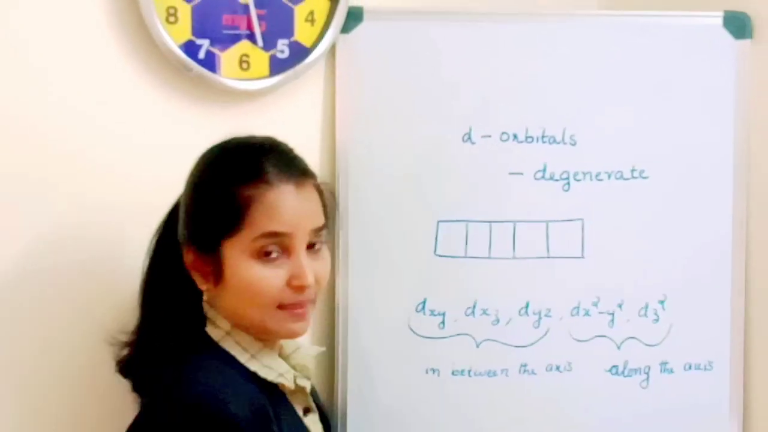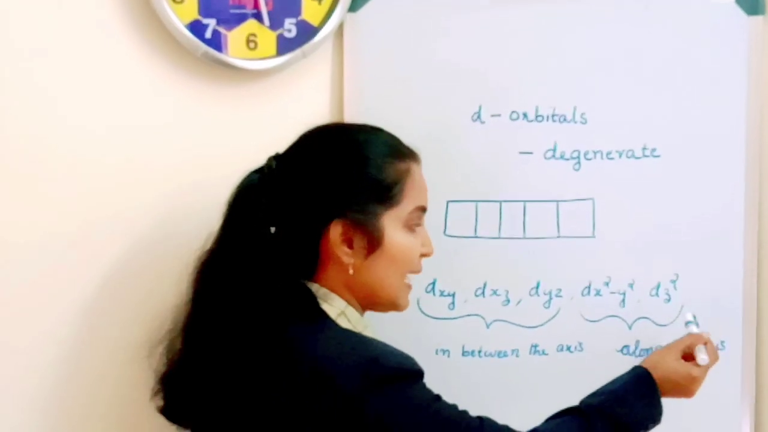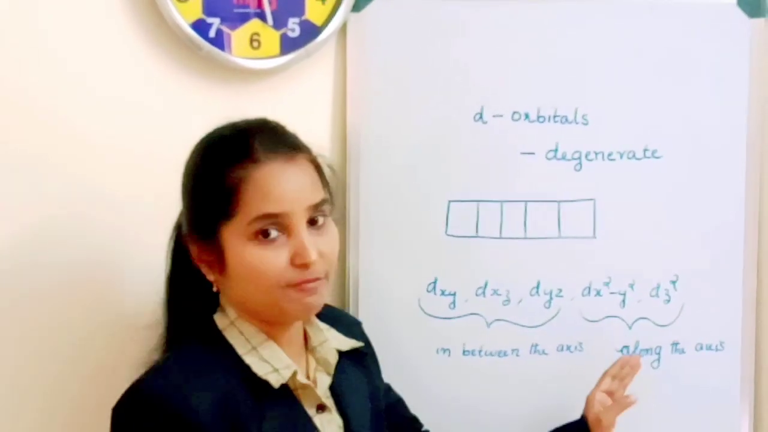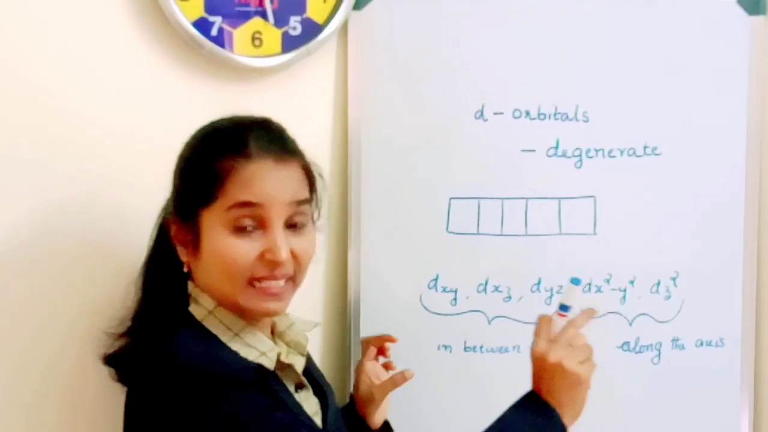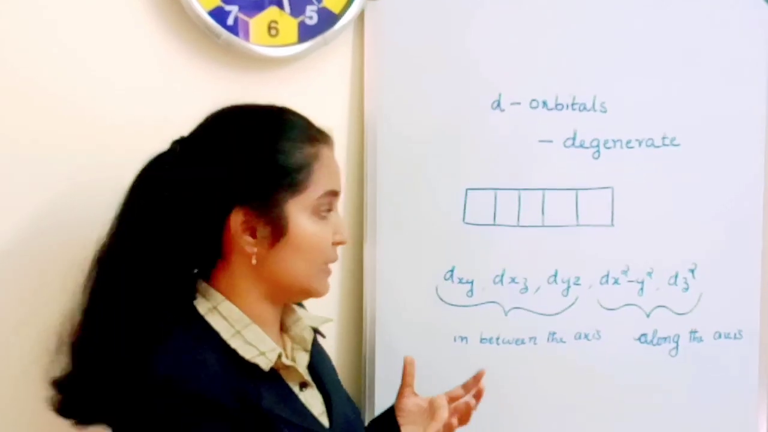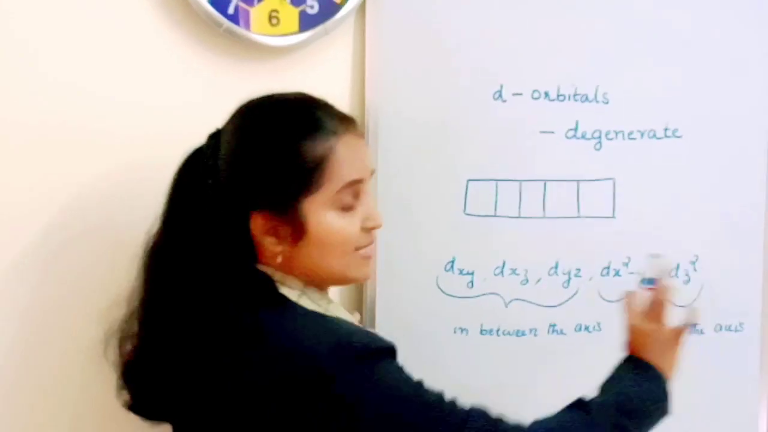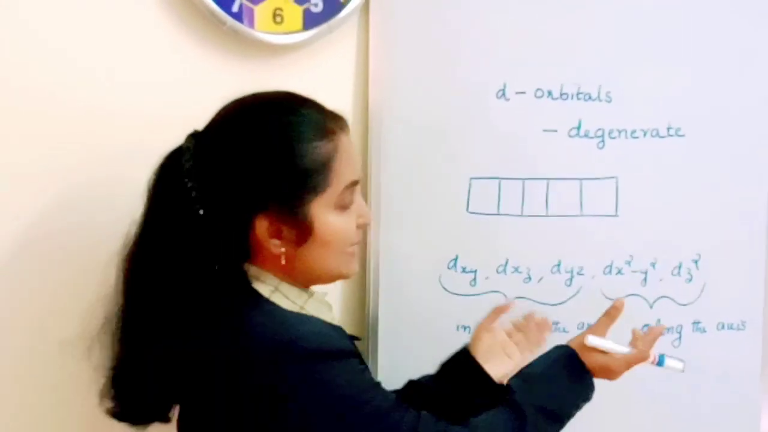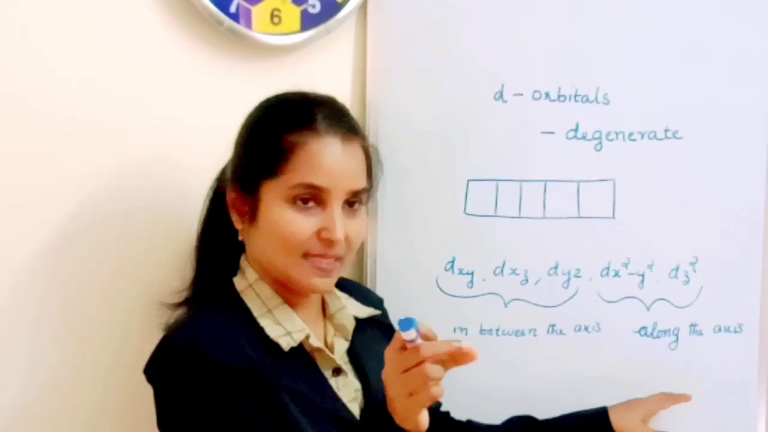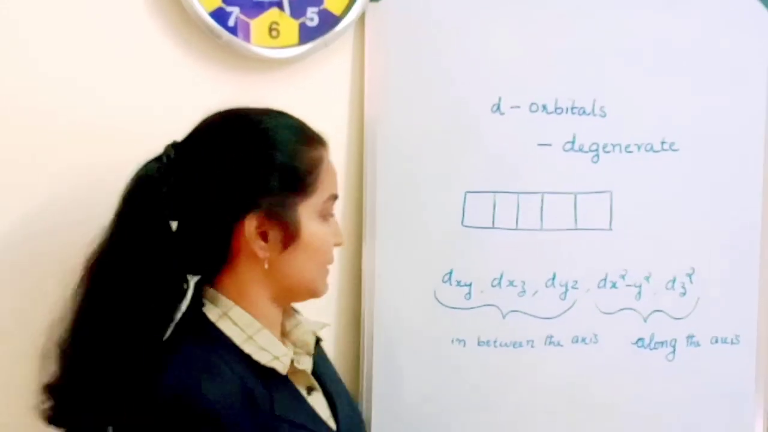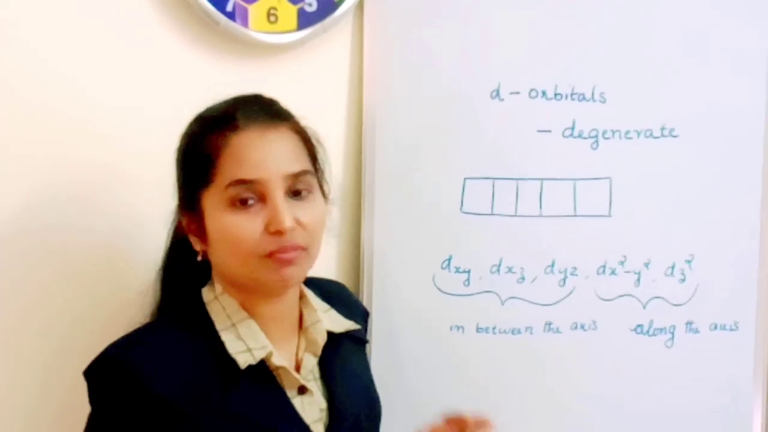These are the 5 orbitals: dxy, dxz, dyz, dx square minus y square and dz square. Before the formation of the coordination compound, or before the crystal field splitting happens, they are of the same energy. And this thing is very important. The dx square minus y square and dz square orbitals are situated along the axis, and dxy, dxz and dyz are placed in between the axis.